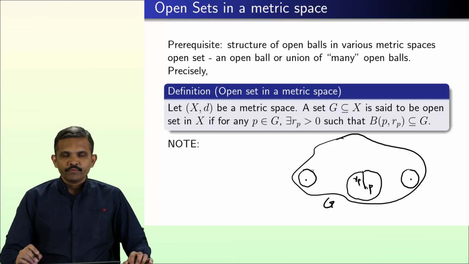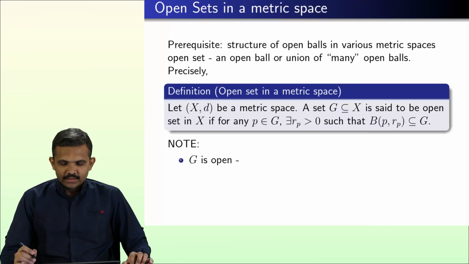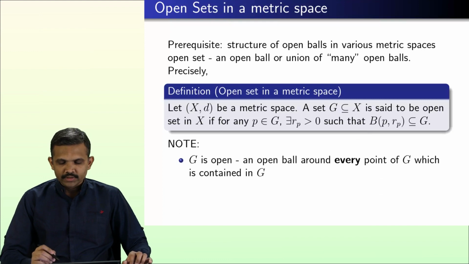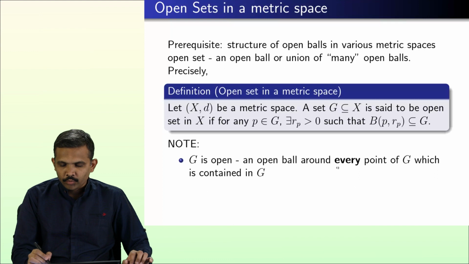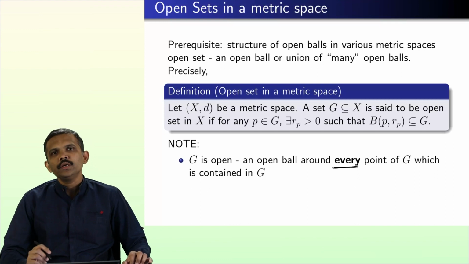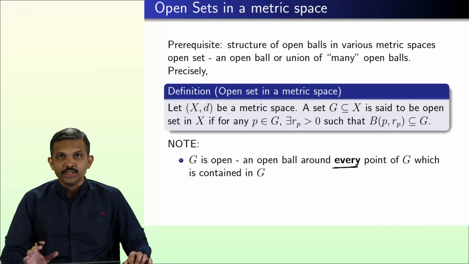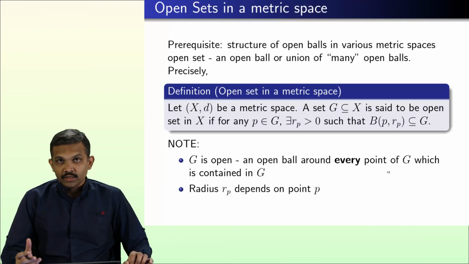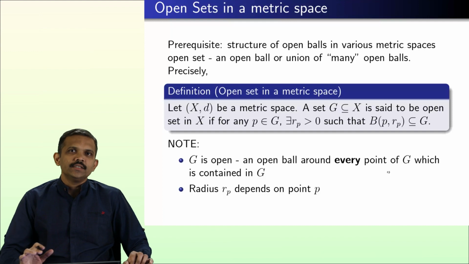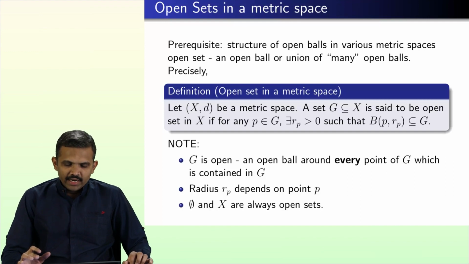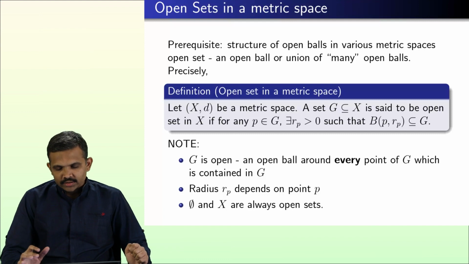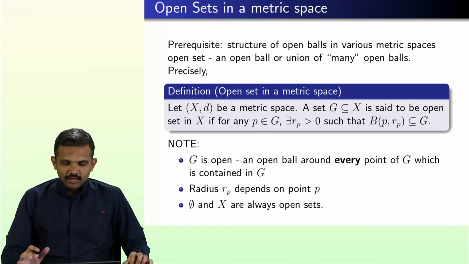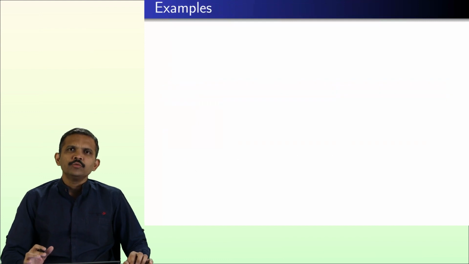So, let me mention a few points again. If G is open, then around every point, note the word every, we should be in a position to get some radius such that with that radius the open ball sits inside G. Another point to be noted is that this radius certainly may depend upon the point P that we are dealing with. So, as we change the point, we may have to change our radius such that the ball sits inside the set G. Then by definition the empty set and X are always open sets. Now, with this idea let us get into several examples.